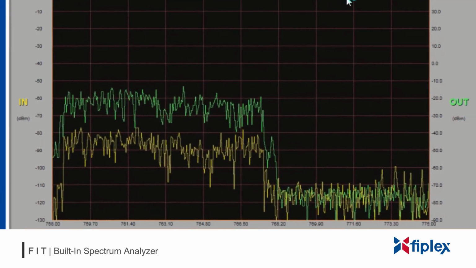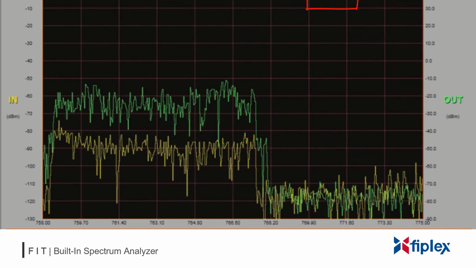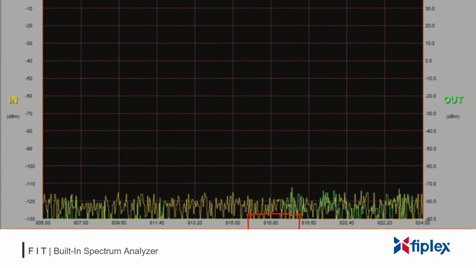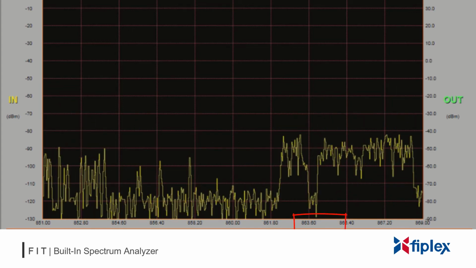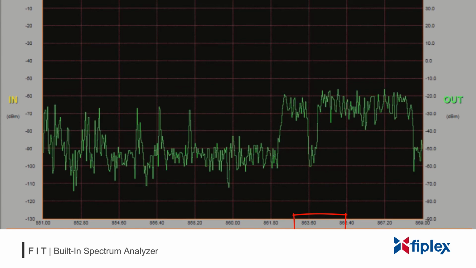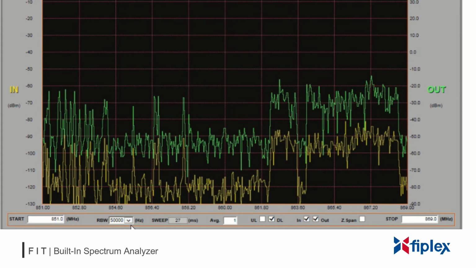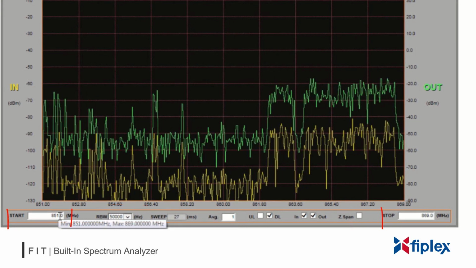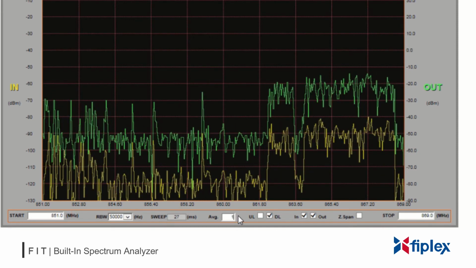Settings for the spectrum analyzer include selecting the band of operation from the available equipped bands of the unit, viewing the downlink or uplink signal path, the signal entering the unit, the signal exiting the unit, or both input and output simultaneously. The resolution bandwidth is adjustable, as well as the start and stop frequencies. The measurements may be averaged for greater clarity.